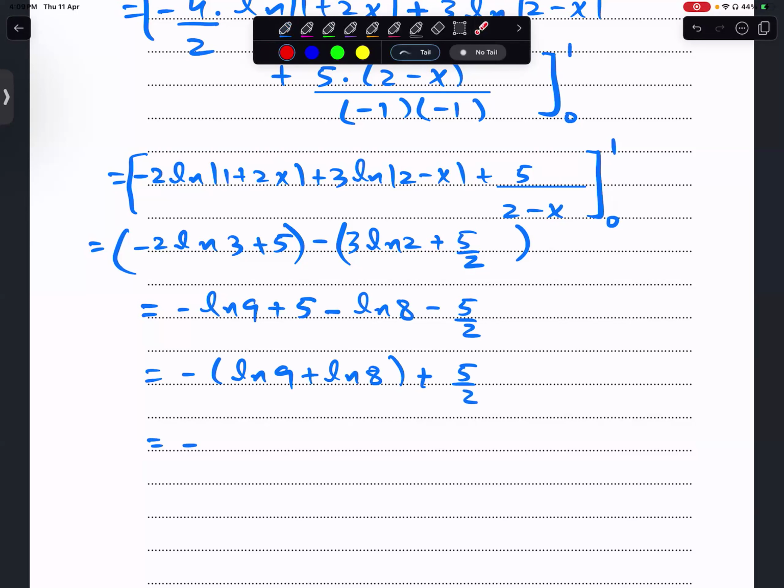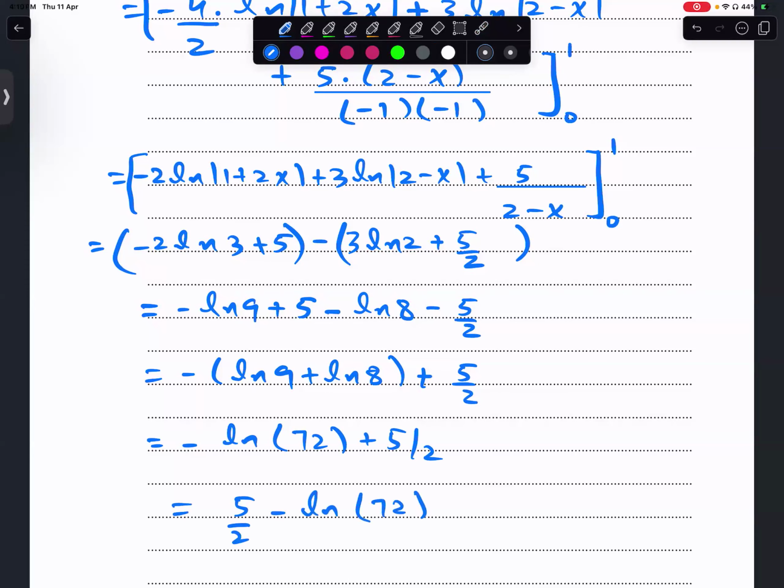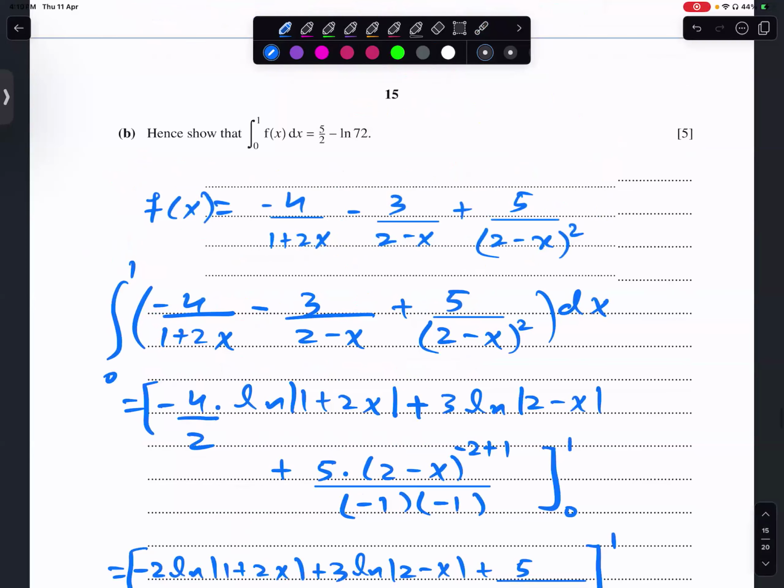will be ln of A times B. So this will become natural log of 8 times 9, which will be 72, plus 5 by 2. And I think this is the required form: 5 by 2 minus natural log of 72.